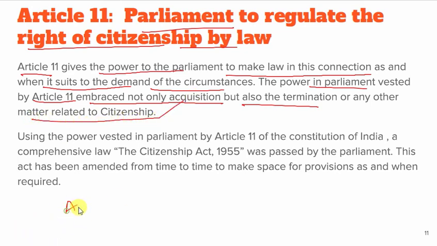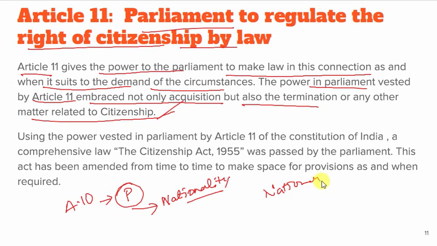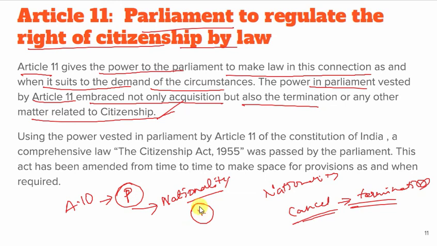We have seen in Article 10 that Parliament has certain plenary powers to define or confirm the nationality of a particular person. Article 11 also gives Parliament the power to cancel or terminate nationality, or to determine whether a person comes under Indian citizenship or not. In simple words, Article 11 gives Parliament the power to terminate citizenship under demanding circumstances. Using this power, a comprehensive law, the Citizenship Act 1955, was passed by Parliament. This act has been amended from time to time to make provisions as and when required.